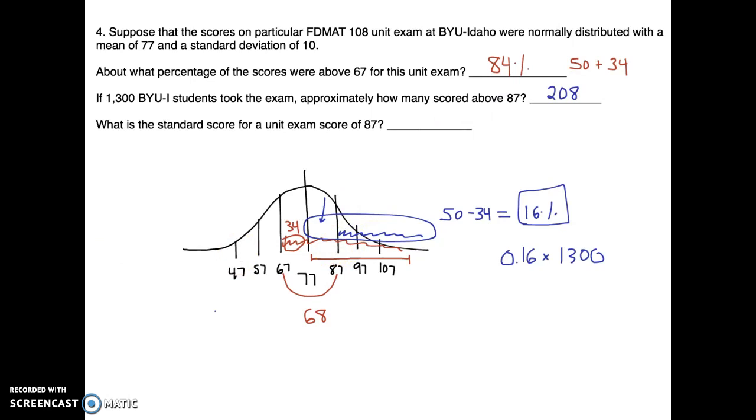Okay, the next one, what is the standard score for a unit exam score of 87? So standard score, another name for that.